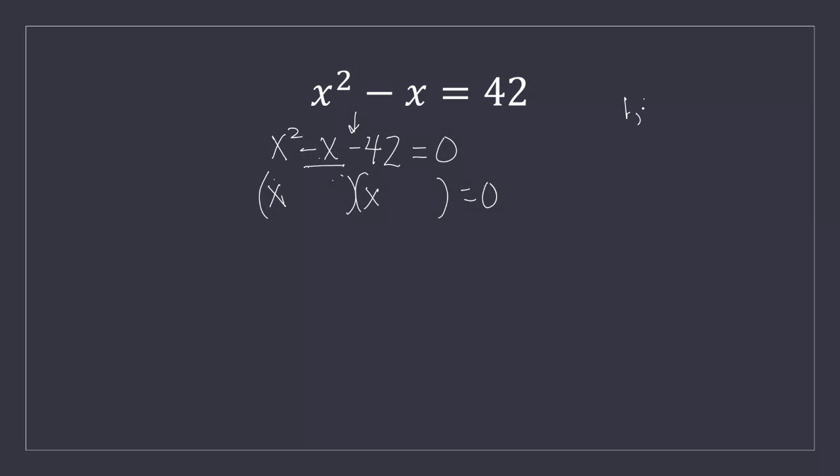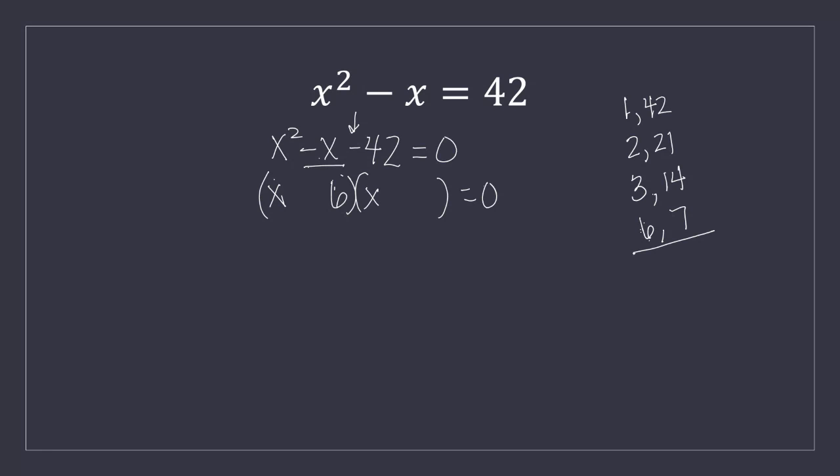So let's start with our factors of 42. 1 and 42, 2 and 21, 3 and 14, 4 doesn't go, 5 doesn't go, 6 and 7. Now looking at this, which one's going to give me a 1? Clearly 6 and 7, okay?